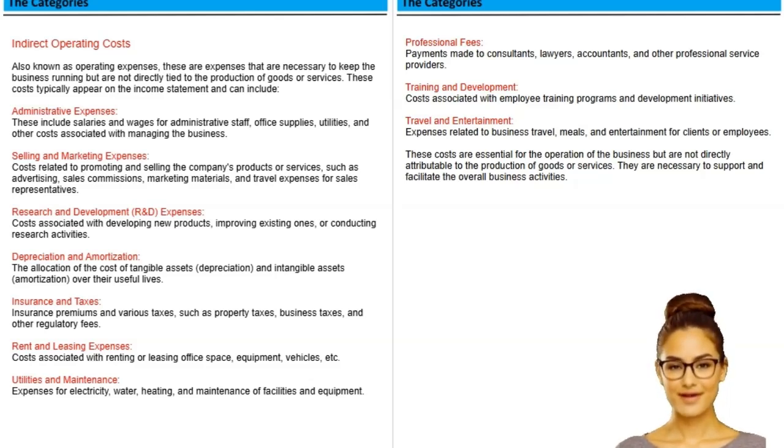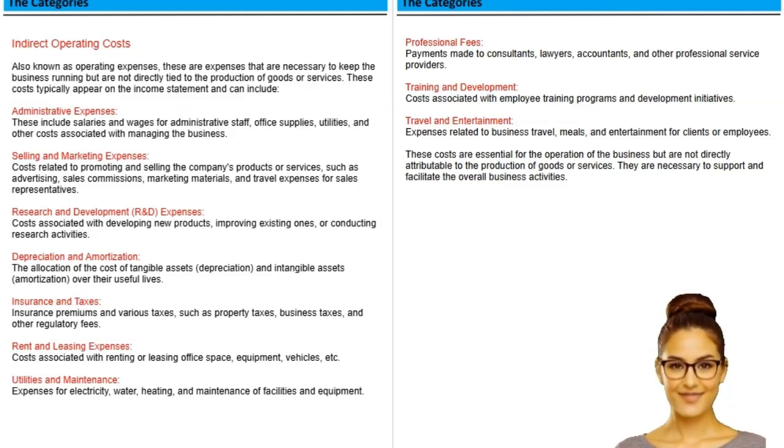These are insurance premiums and various taxes, such as property taxes, business taxes, and other regulatory fees. Looking at rent and leasing expenses. These are costs associated with renting or leasing office space, equipment, vehicles, etc. Moving on to utilities and maintenance. These are expenses for electricity, water, heating, and maintenance of facilities and equipment. We now come to professional fees. Payments that are made to consultants, lawyers, accountants, and other professional service providers.